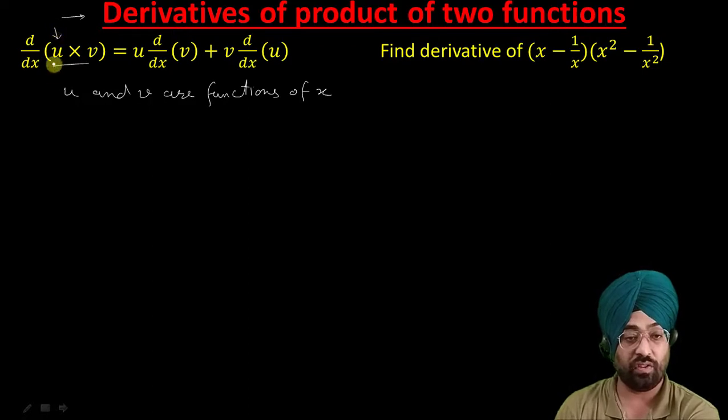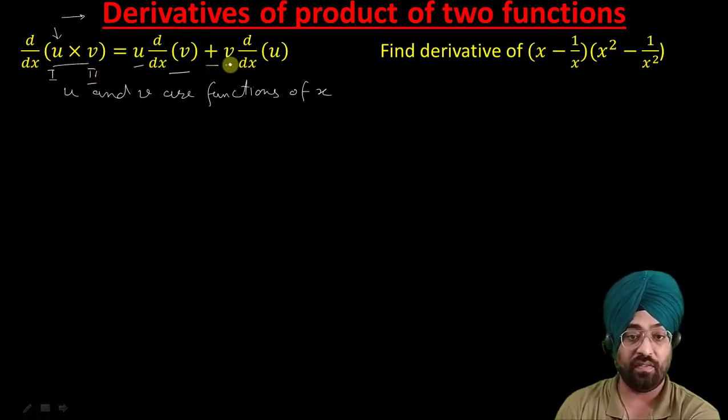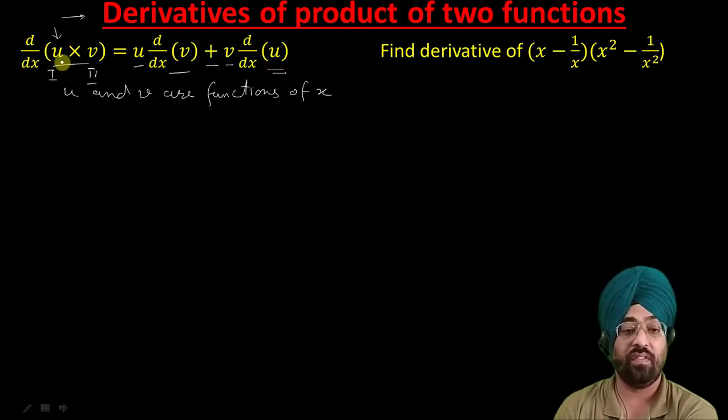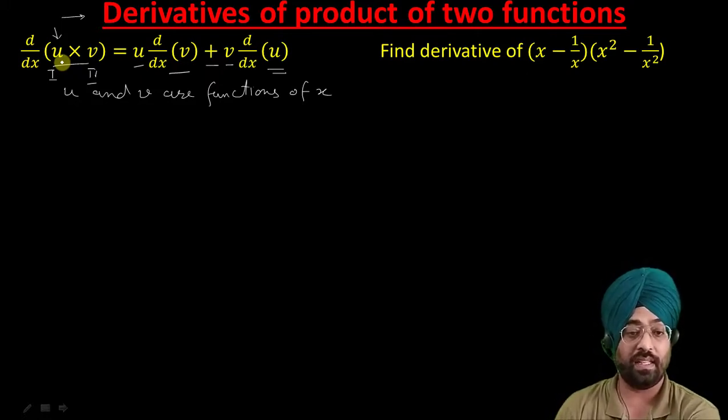First function as it is, so keep it as the first function, and the second function. First function as it is, derivative of second function, u dv by dx, plus, then we have a plus sign, second function as it is, v, derivative of first function, du by dx. So this formula is quite easy. If we are given two functions and they are multiplied, then when we have to do the derivative, we will apply this formula: first function u as it is, then derivative of second function dv by dx, plus second function v as it is, derivative of first function.